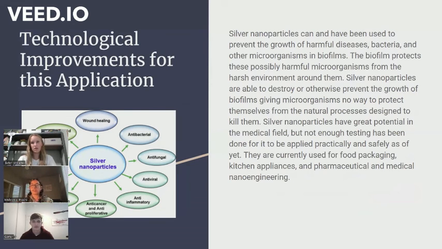Silver nanoparticles have great potential in the medical field, but not enough testing has been done for it to be applied practically and safely as of yet. They are currently used for food packaging, kitchen appliances, and pharmaceutical and medical nanoengineering.